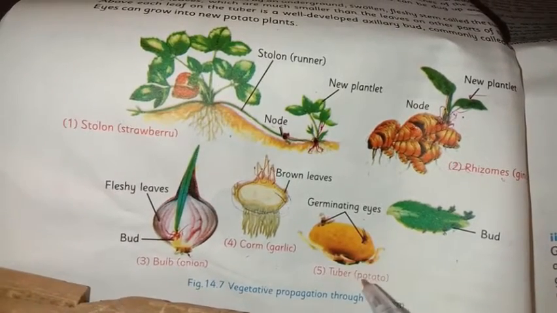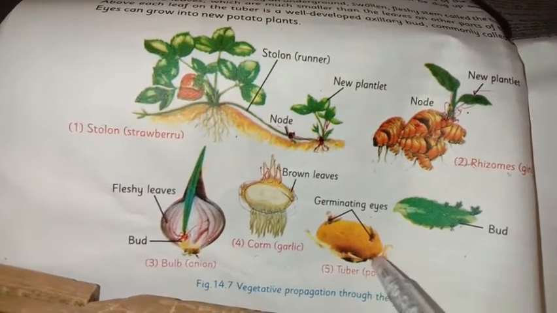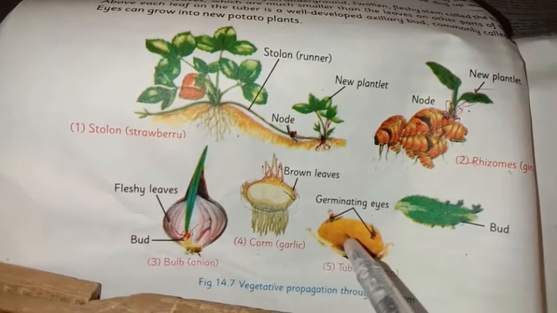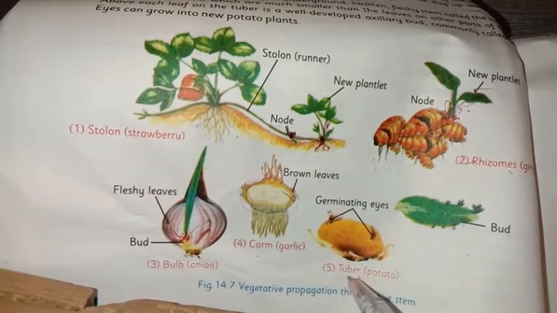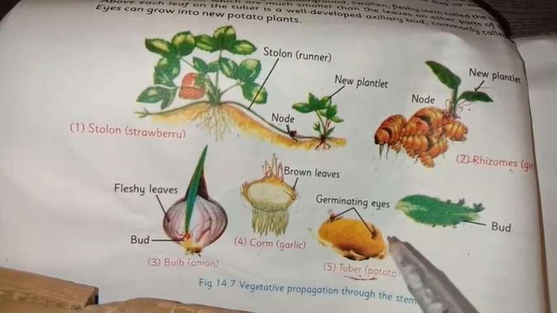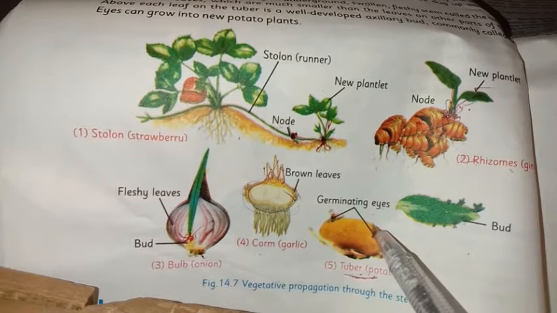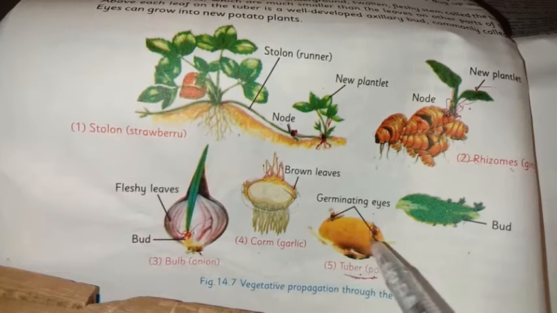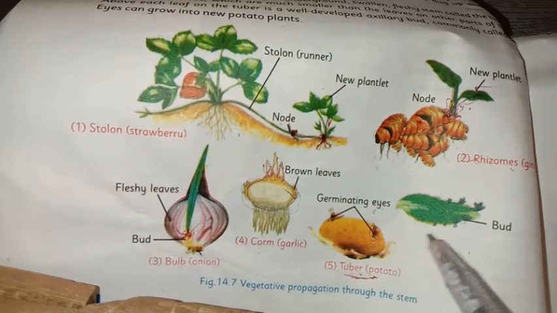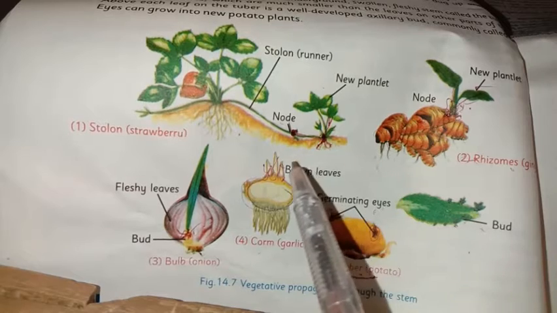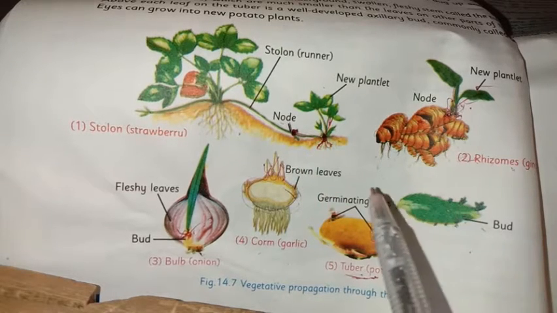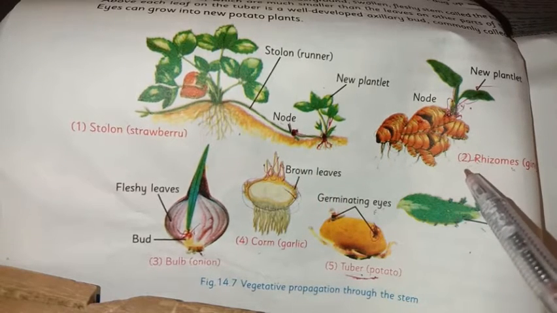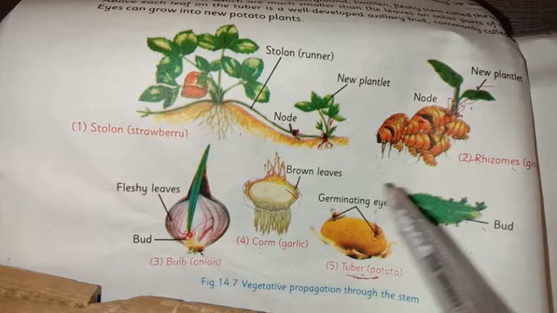This is a tuber. The underground cylindrical stem is called a tuber. It is present in potato tuber. So it also contains nodes. Each node is called an eye. So a germinating eye produces shoot and root. So this is the type of asexual reproduction or vegetative propagation in different plants through stem.